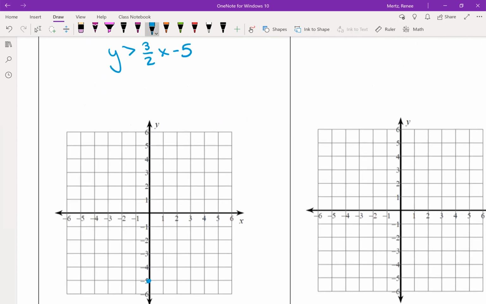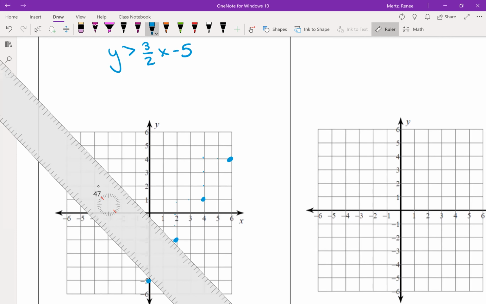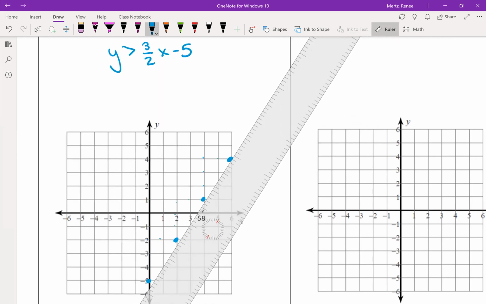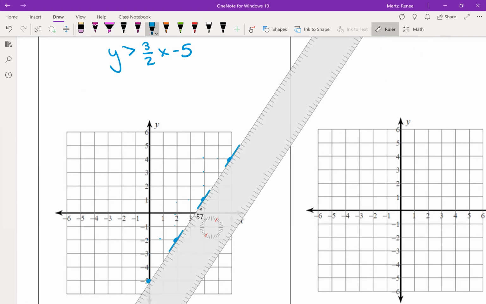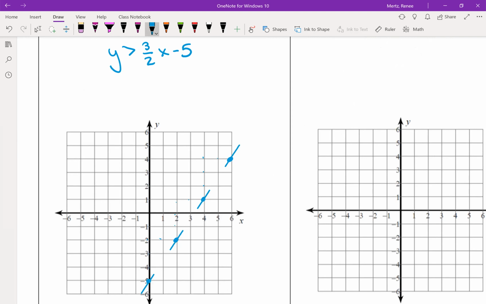So I'm beginning at negative 5. I'm going up 3, right 2, up 3, right 2, up 3, right 2. So we're doing a dashed line. Again, we have greater than, so it's shade above. This side is above it. Let me just double check. 0 is greater than negative 5. That is true.